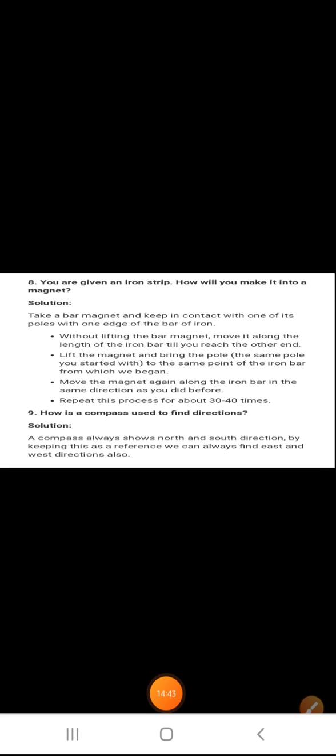Now question number 8, you are given an iron strip and you have to make it a magnet. I have told you this process many times, so you can do this question yourself. Question number 9, how is a compass used to find direction? We all know that a compass always shows the north and south direction. By keeping this as a reference, we can always find the east and west direction, because in a compass the north direction is shown, and through that we can easily find out which one is north and which one is south.